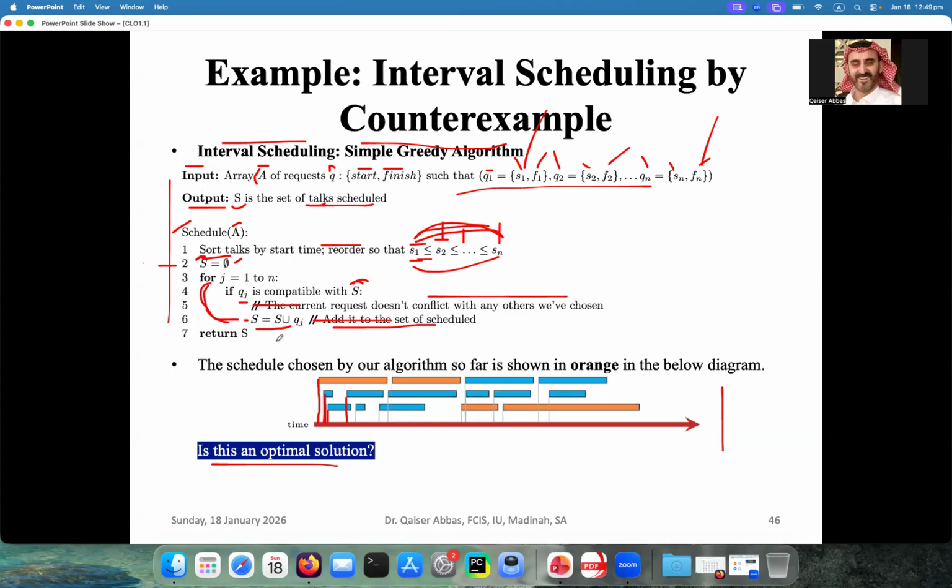You will check J is equal to 2, and then you are checking Q3. This one is compatible with Q1? No, because that previous one is running. And then after Q3, Q4. Is Q4 compatible? No, it is not compatible because the previous one is still running. And this one, Q4 or 5, whatever it is. So 0, 1, 2, 3, 4, 5. It is also not compatible. This is also not compatible.